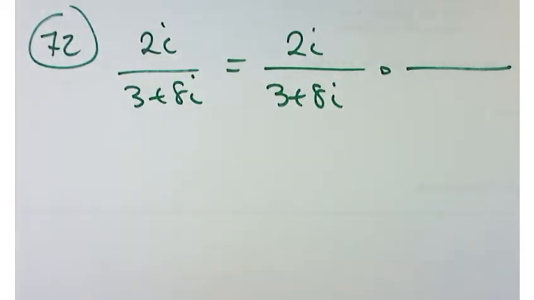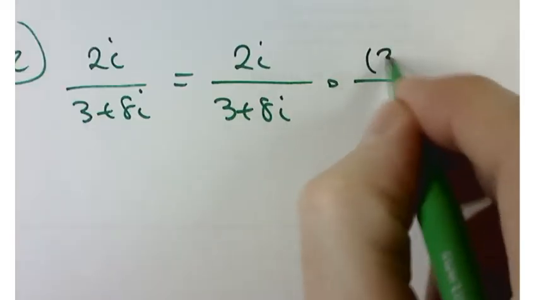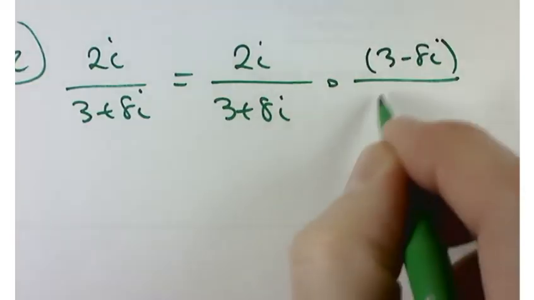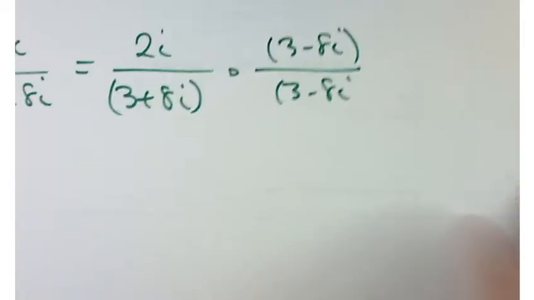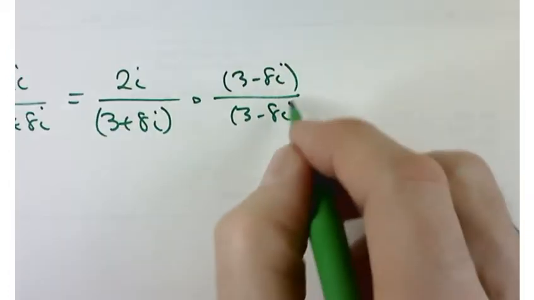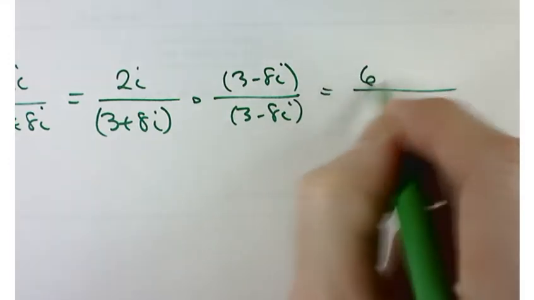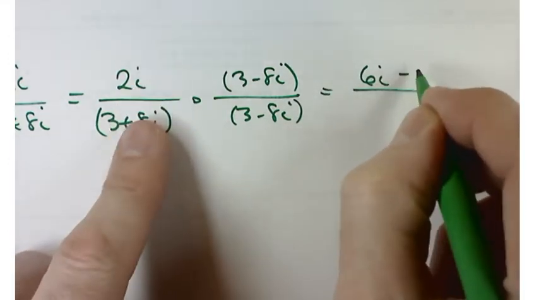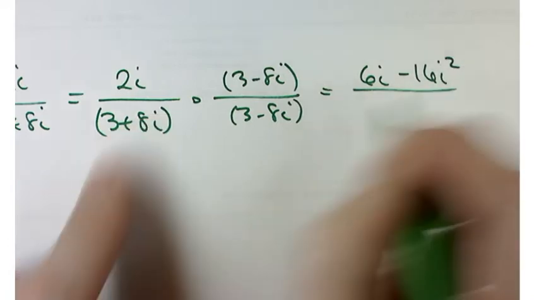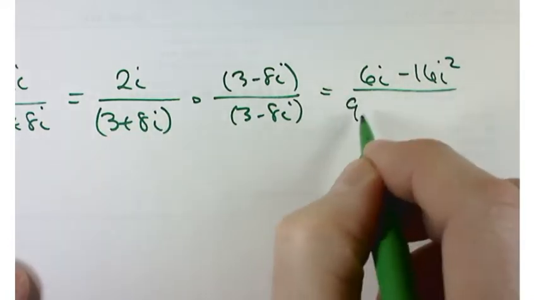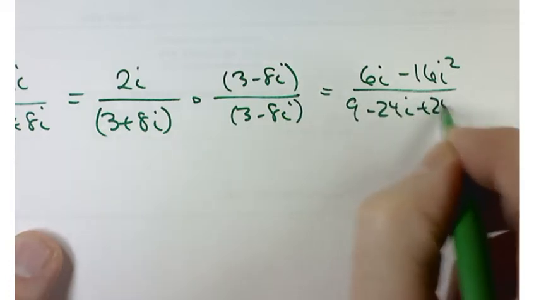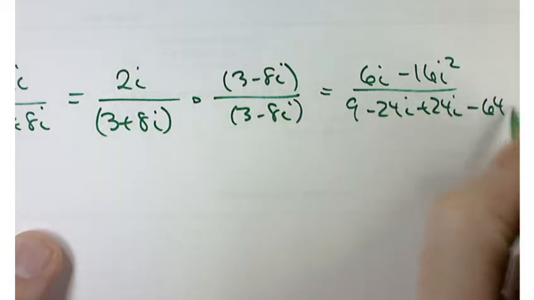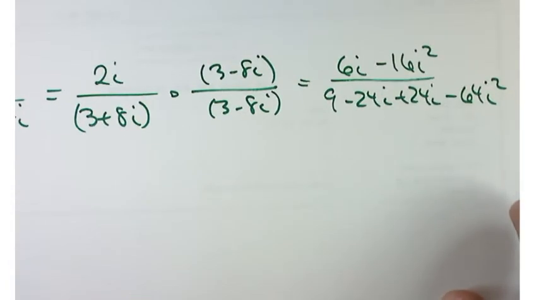All right, looking good on this one. So the conjugate here is 3 minus 8i over 3 minus 8i. Let's distribute the numerator. I'll get 6i minus 16i squared. In the denominator, it's going to be 9 minus 24i plus 24i minus 64i squared. So lots of simplification here.